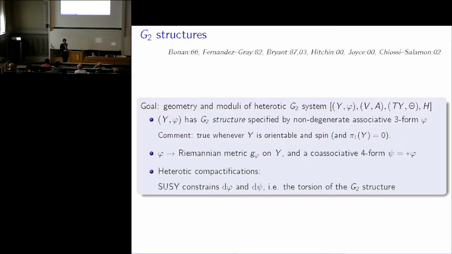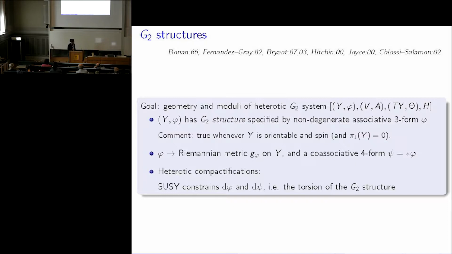So let me then describe what the G2 structure is. So we have this 7-dimensional manifold. And a 7-dimensional manifold has a G2 structure if there is a non-degenerate associative 3-form that can be globally defined on this manifold. And this is true whenever this manifold is orientable and spin. So this is not a very strong constraint. Then with this 3-form, we get for free a Riemannian metric, which can be constructed directly from this 3-form, and we also get a co-associative 4-form, psi, which is the dual of this 3-form.